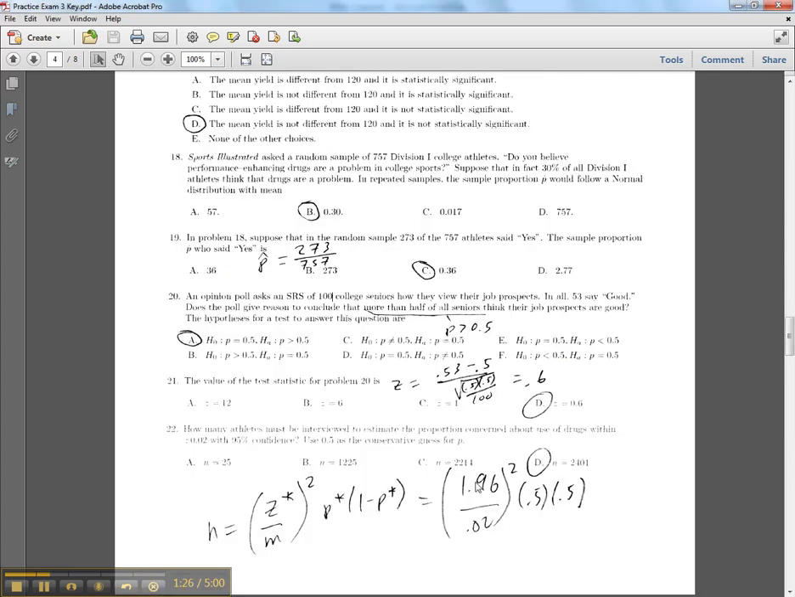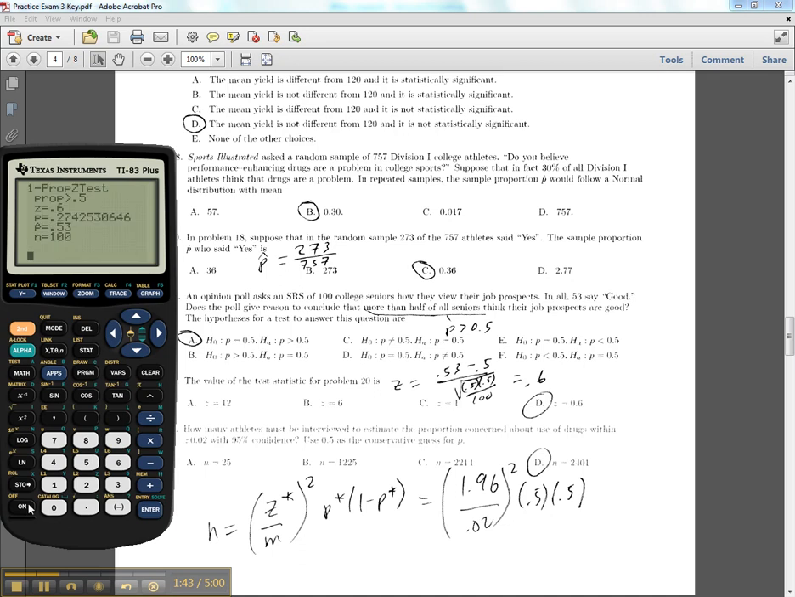So going back to the question, plug that in, 1.96 divided by the margin of error again of 0.02, all of that squared times p star 0.5 times 1 minus p star, which is 0.5. So you plug that all in, put it in a calculator. Actually, let's do that together. Plug it in the calculator together.